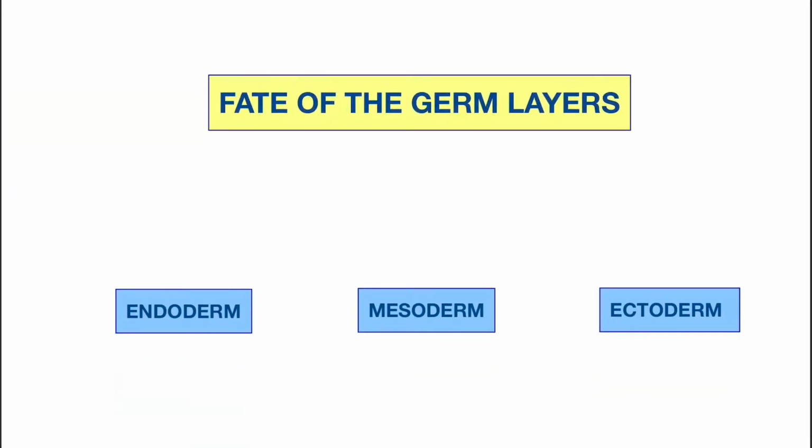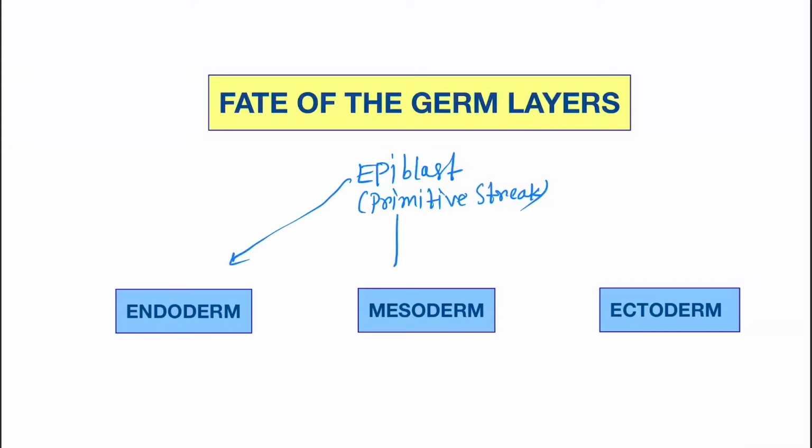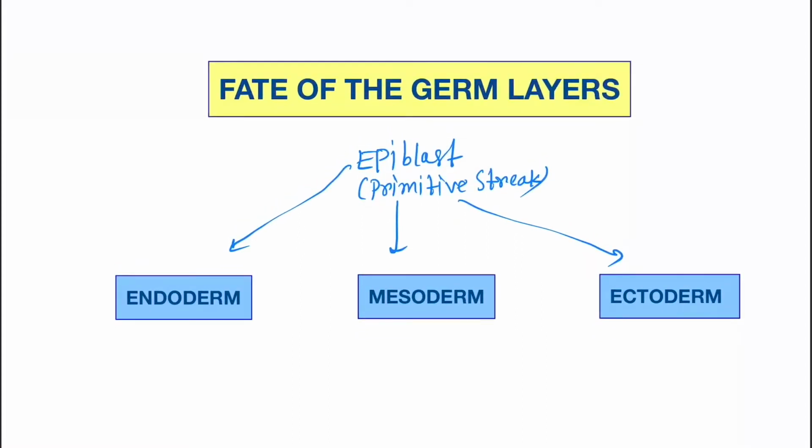Okay, so hello friends. Today we are going to see the fate of the three germ layers, that is Endoderm, Mesoderm, and the Ectoderm. So they are formed from the epiblast cells of the primitive streak. Okay, so this forms these three layers. Now let's see what are the tissues made from these three different germ layers.